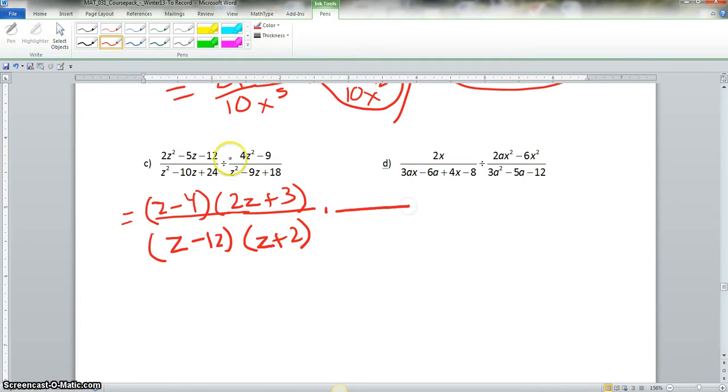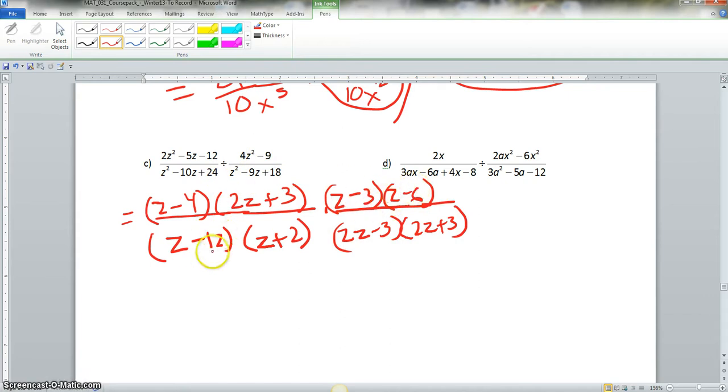Times. Now we know we would take the reciprocal of this fraction here, so our numerator would be z minus 3 and z minus 6. Our denominator would be 2z minus 3 and 2z plus 3. Now again, since we're taking a reciprocal, we know this is the difference of 2 squares, which would be in our denominator, and then this is a regular polynomial that we would factor.